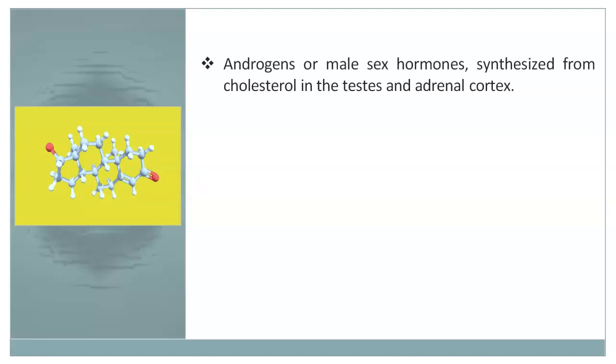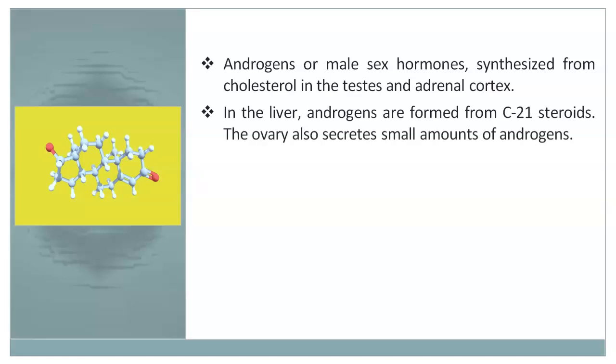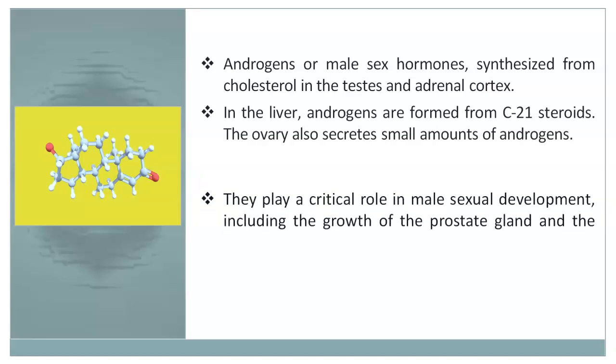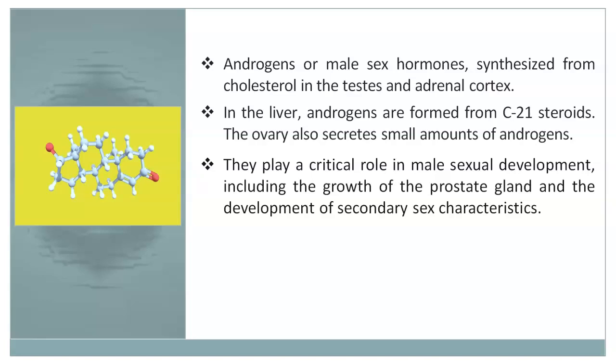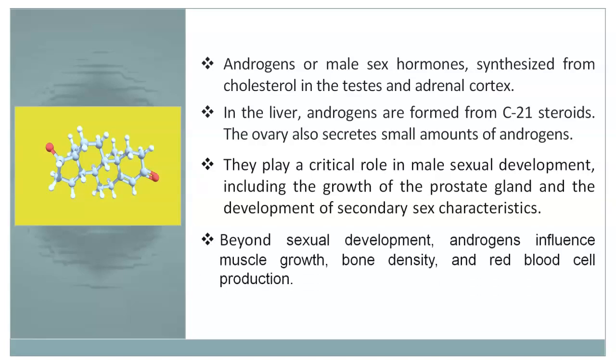Androgens are male sex hormones synthesized from cholesterol in the testes and adrenal cortex. In the liver, androgens are formed from carbon 21 steroid. The ovary also secretes small amounts of androgens. They play a critical role in male sexual development, including the growth of the prostate gland and the development of secondary sex characteristics. Beyond sexual development, androgens influence muscle growth, bone density, and red blood cell production.